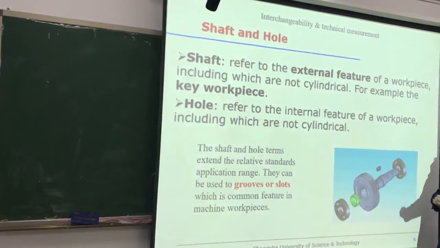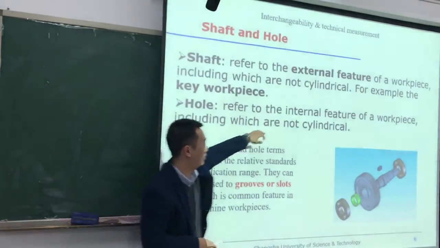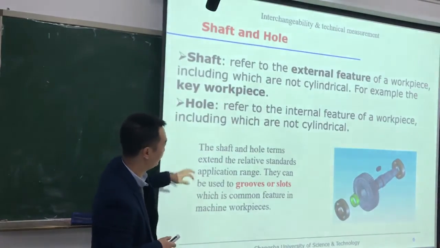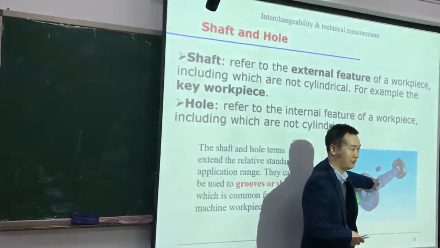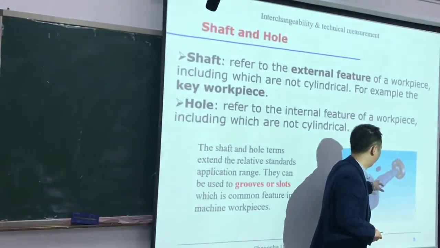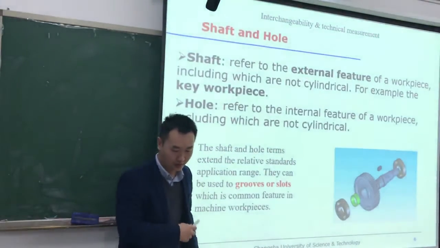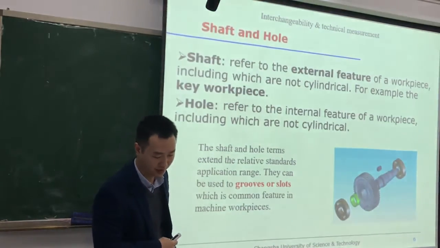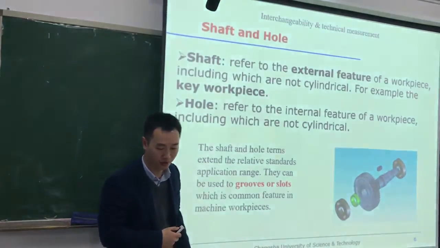It's the external feature. In the same way, the hole refers to the internal feature of a workpiece, including those that are not cylindric. For example, this slot is also termed a hole. So the shaft and hole terms extend the application range of the relevant standards. They can be used for grooves and slots, which are common features in machine workpieces.